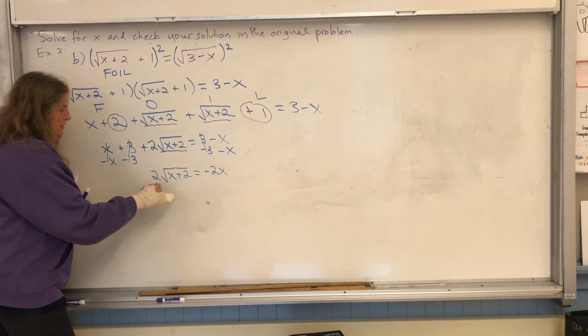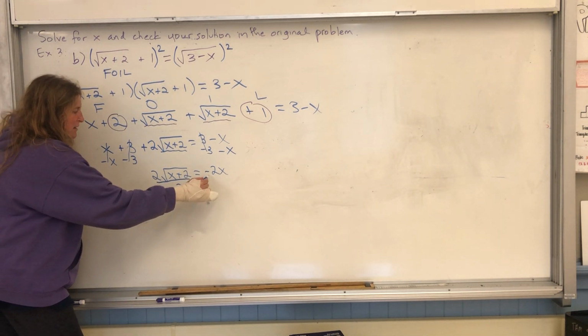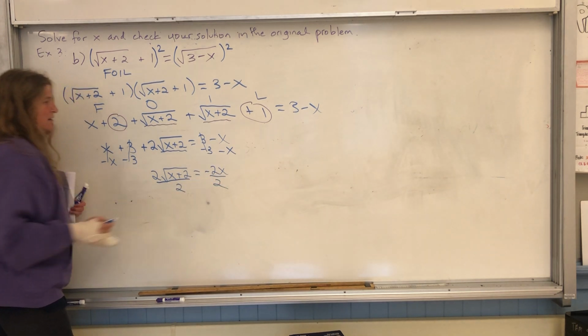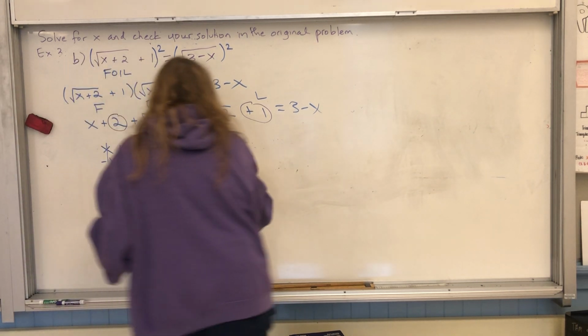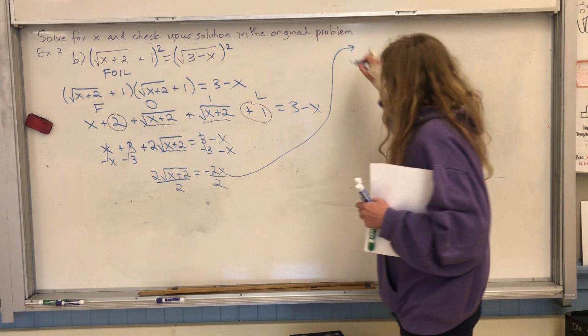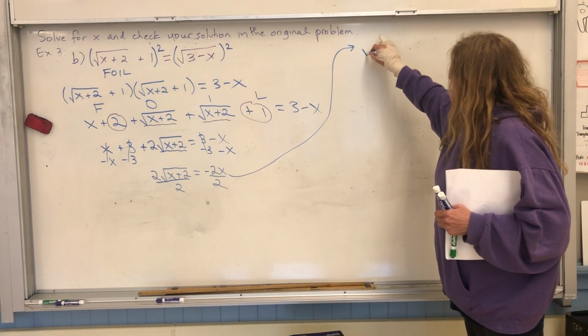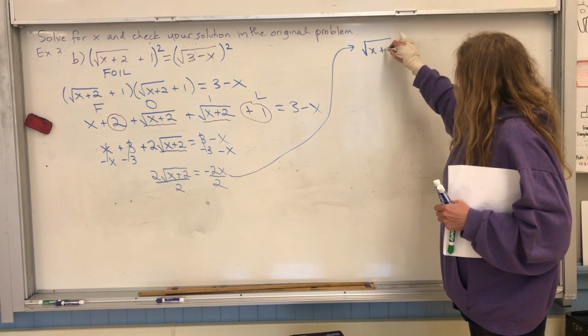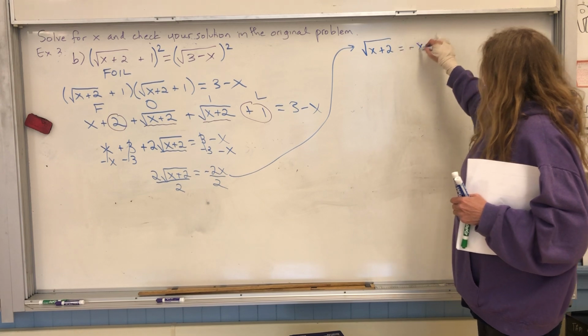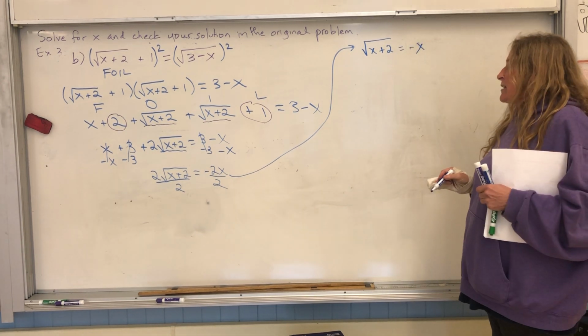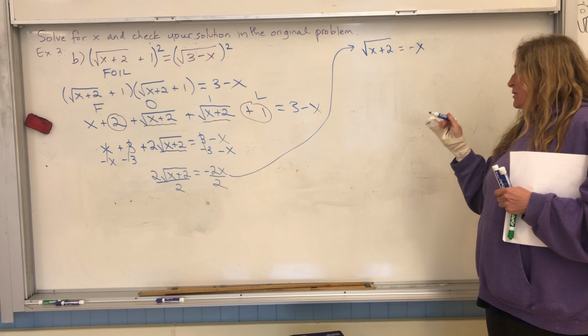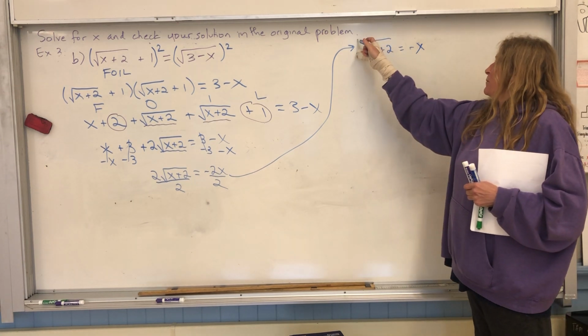Okay, guys, we're almost there with the square root of x plus 2 isolated. So what we end up with over here, sorry, just make sure you can see, is the square root of x plus 2 equals negative x. Okay, so now at least we only have one square root. So now we have to square both sides again.